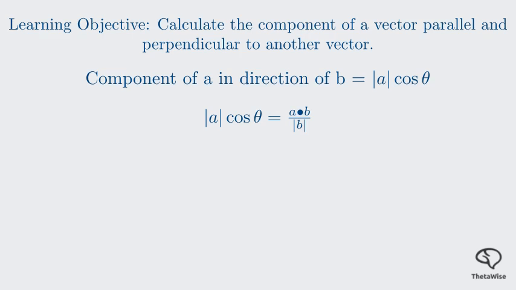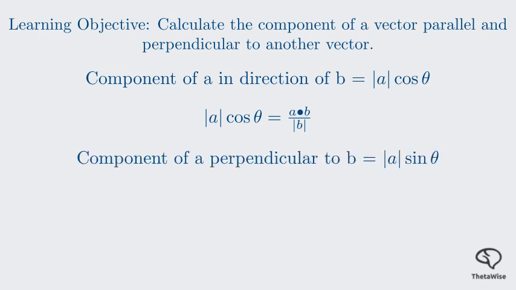Importantly, this component is a scalar. It can be positive if the angle is acute, or negative if the angle is obtuse. Next, let's find the component perpendicular to B. This is the magnitude of the other side of the right-angled triangle formed by the projection.